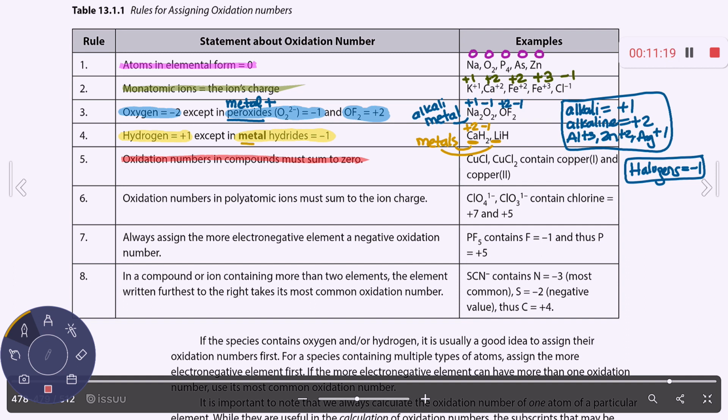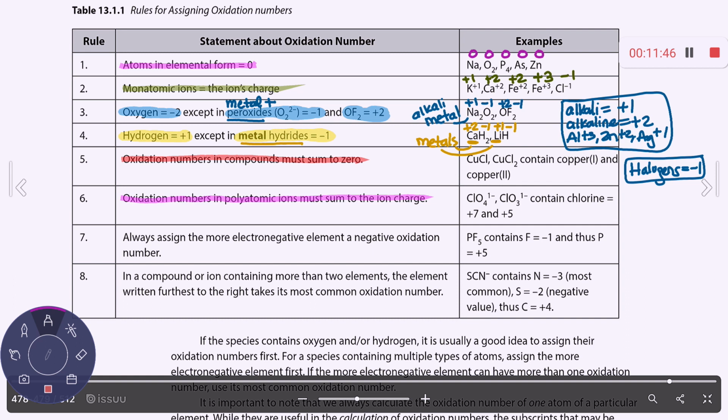So this is your metal hydride example with H as a -1. Here, lithium is an alkali metal. Alkali metals are +1. That means hydrogen is a -1 because they add up to 0. Yes? Okay, let's go down to rule number 6. Oxidation numbers in polyatomic ions add up to the charge on the ion.